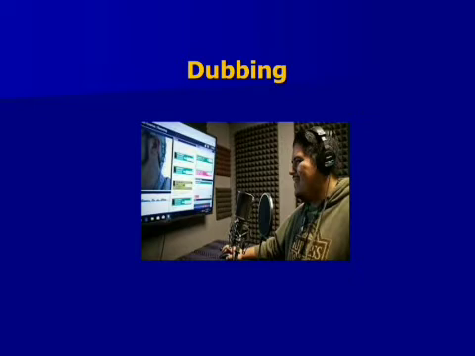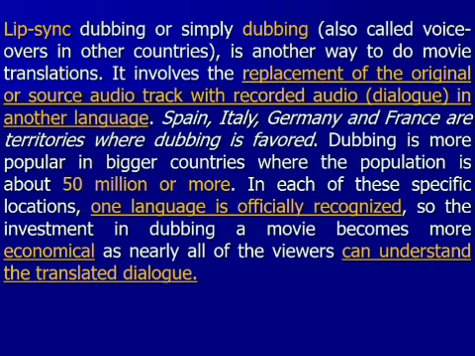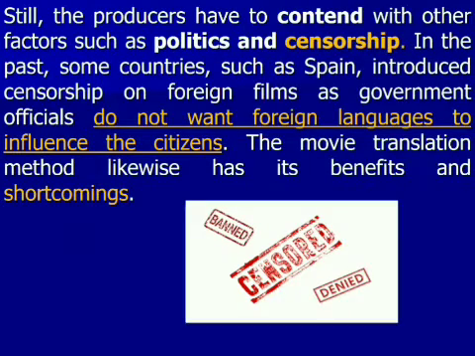Dubbing means giving a voice over voice. And here the film producers hire a lot of film stars, or actors, to make their film popular. They will read your translation. It involves the replacement of the original or source audio track with recorded audio dialogue in another language. And of course, a lot of people can understand the translated dialect easily. If it's translated into Uzbek, of course it's easy for the Uzbek audience to listen and to watch films easily.